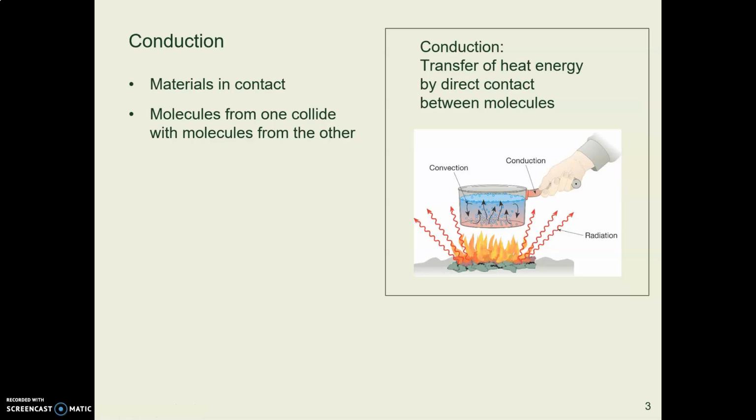Conduction is what happens when materials are touching. So let's say you have a hot stove burner and then you set a pan on the stove burner. That burner and that pan are touching and heat gets conducted through the pan. That is conduction, where the things are touching.